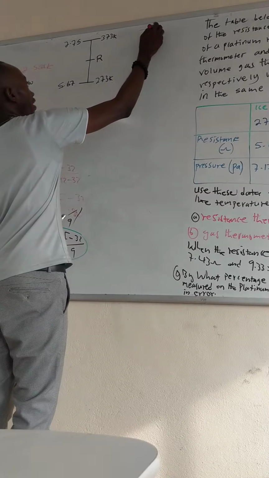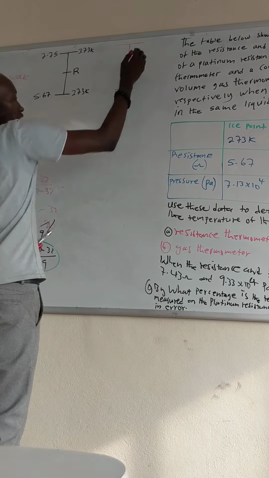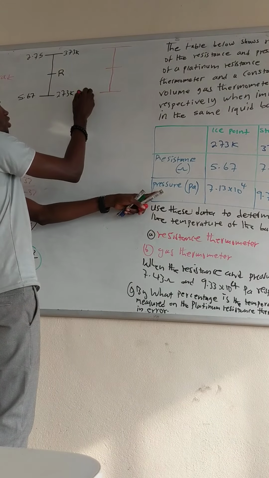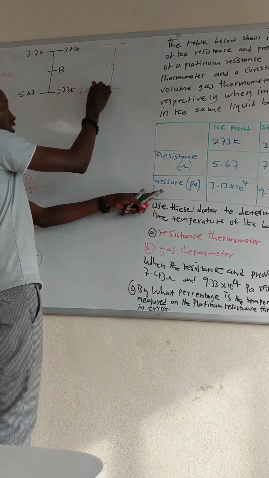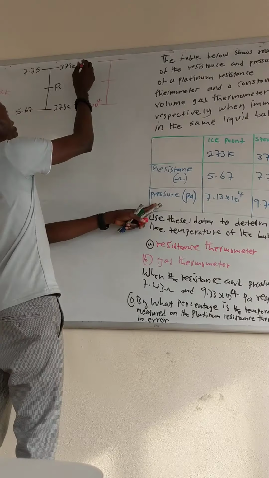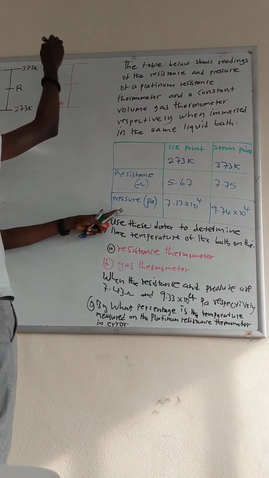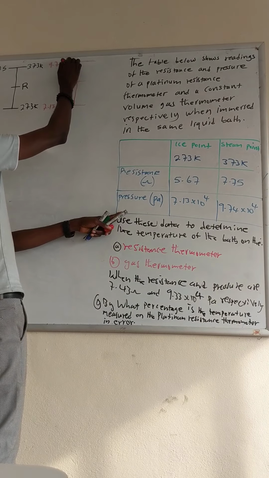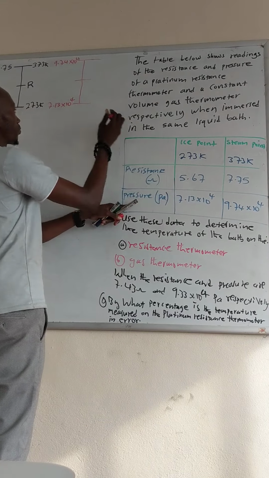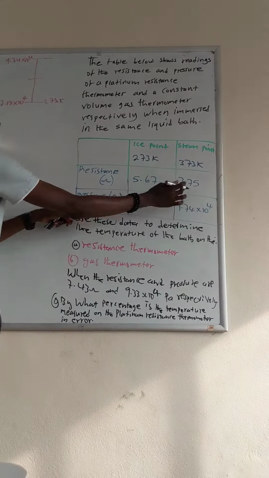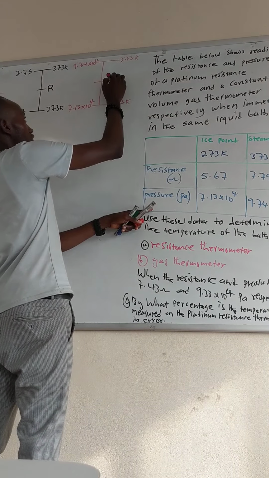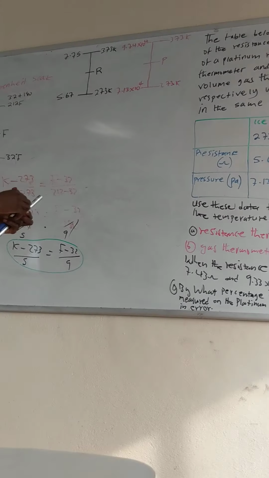So we consider the other diagram for the pressure. The pressure will be the same thing. The ice point for the pressure is 7.13 times 10 to the power 4, and the steam point of the pressure is 9.74 times 10 to the power 4. The ice point is the same, 273 Kelvin, and the steam point is the same, 373 Kelvin. For the pressure, let's use P. So these are the values.